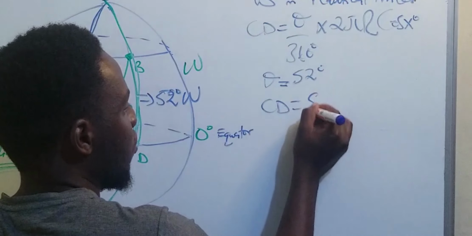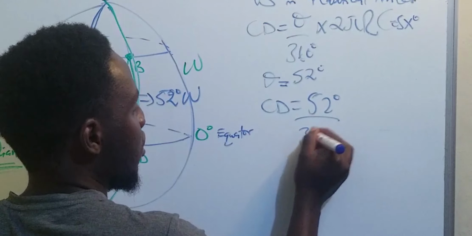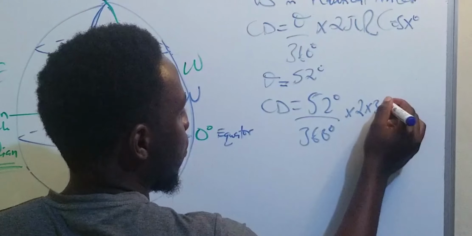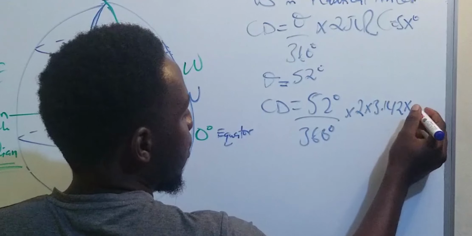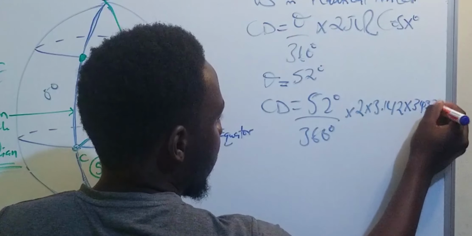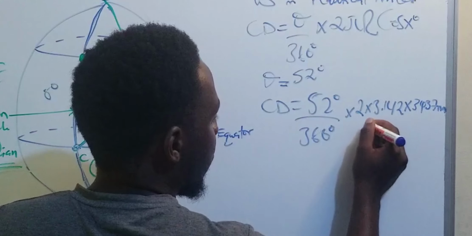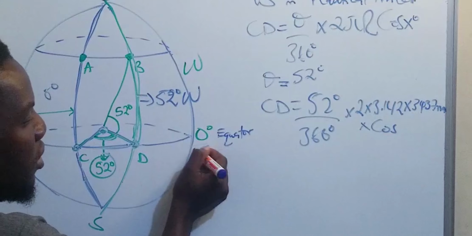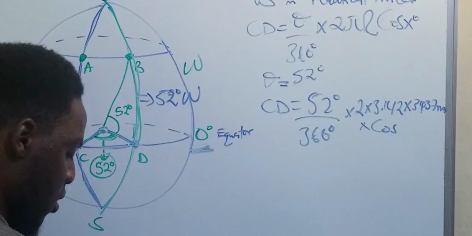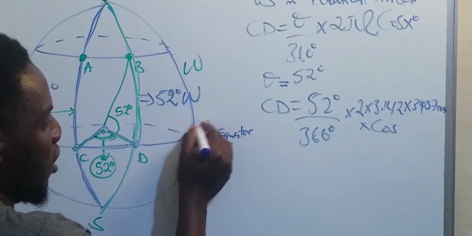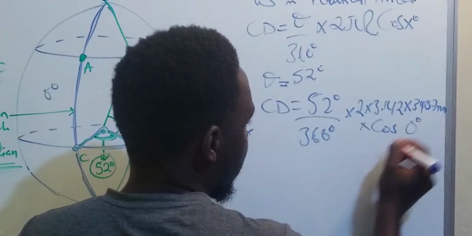CD is equal to 52 degrees over 360 degrees multiplied by 2 by 3.142 multiplied by, here we're finding nautical miles, so we use 3437 nautical miles multiplied by cos x degrees, where x will be the particular latitude that we're talking about. Here we're talking about the equator, so x will be 0 degrees.